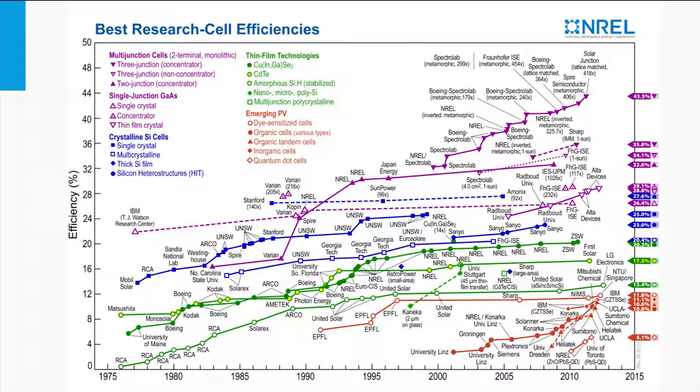Finally, I show you here the famous chart of NREL. It summarizes the worldwide research effort of the last 40 years, and it shows the current record efficiencies of solar cells at research scale. These solar cells are fabricated in lab environment and have very small sizes, often not larger than 1 square centimeters.